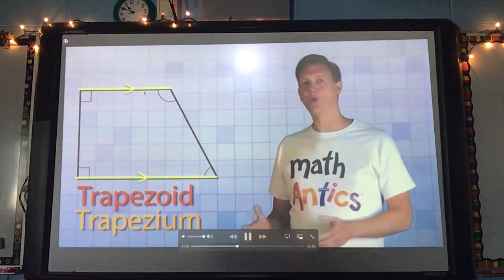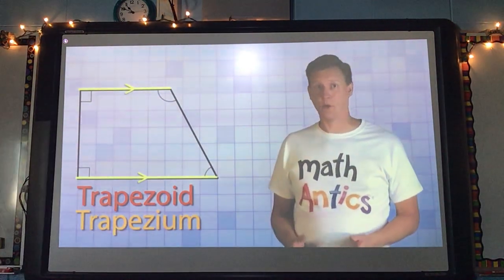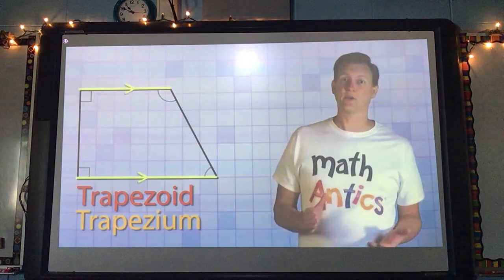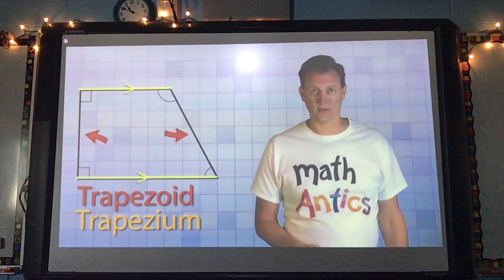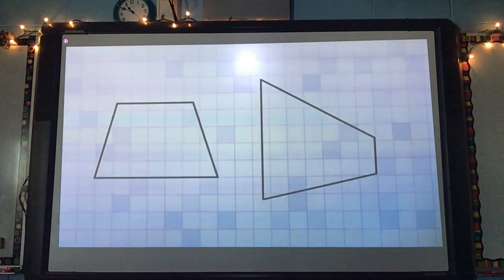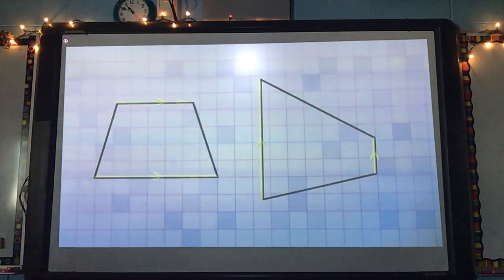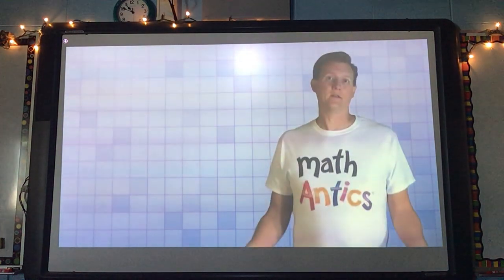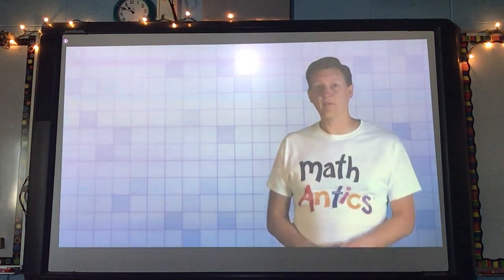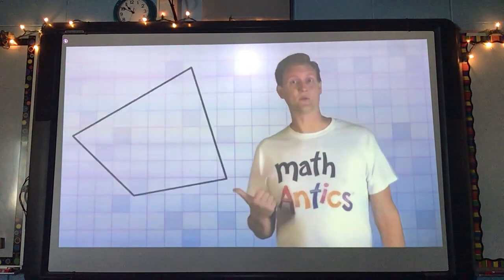Okay, so this quadrilateral is a trapezoid, or trapezium, because it has only one pair of parallel sides, and the other sides are not parallel. Here are a couple more examples of quadrilaterals that have only one set of parallel sides. All right then, what about quadrilaterals that have no parallel sides at all, like this one?